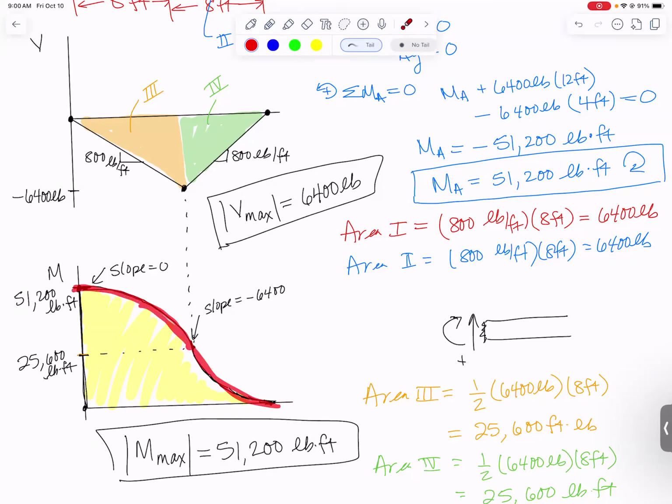This one switches from concave down through an inflection point to concave up. The really important thing is honestly the max bending moment.